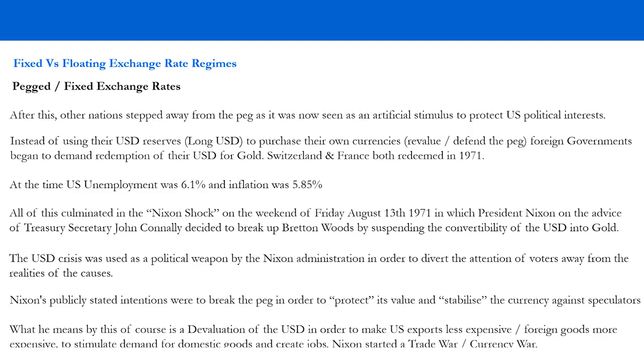And all of this culminated in the Nixon shock on the weekend of August 13th, 1971, where President Nixon, on the advice of Treasury Secretary Connolly, decided to break up the Bretton Woods system. And they broke it up by suspending the convertibility of US dollars into gold. So they basically disallowed foreign countries to convert their US dollars into gold.